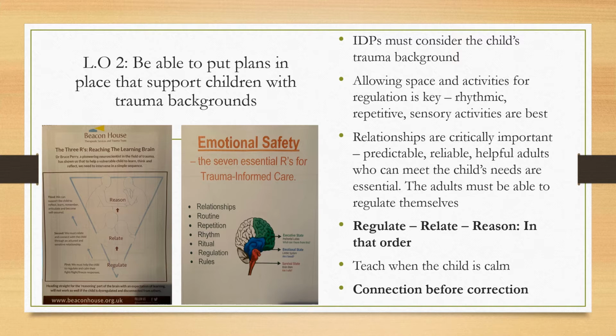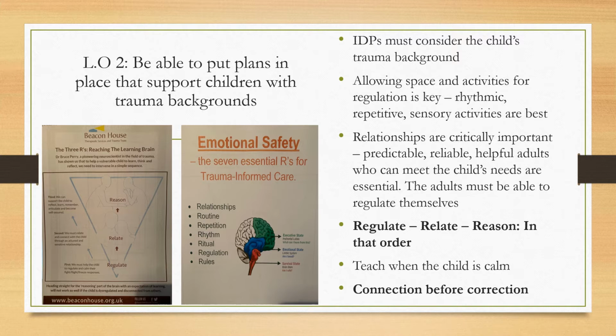Remember that relationships are critically important. So predictable, reliable, helpful adults who can meet the child's needs are absolutely essential. And the adults must be able to regulate themselves, okay? You need to be calm in order to be able to calm someone else. So we talked about connection before correction, and here's another key takeaway message: first regulate, then relate, and then reason.